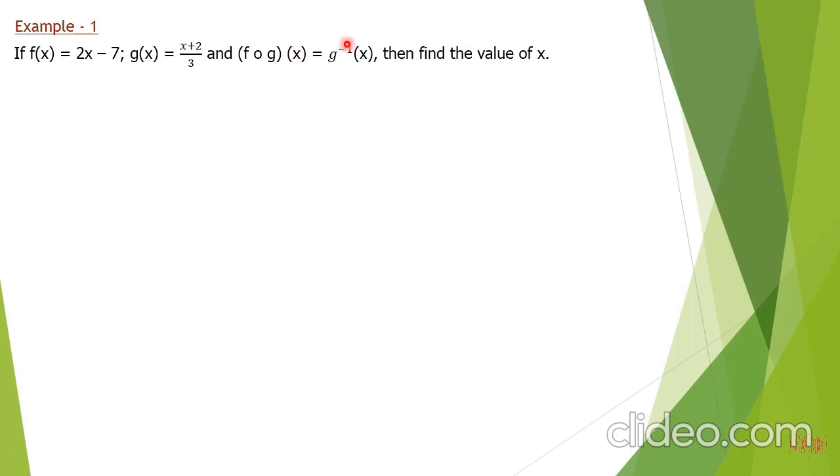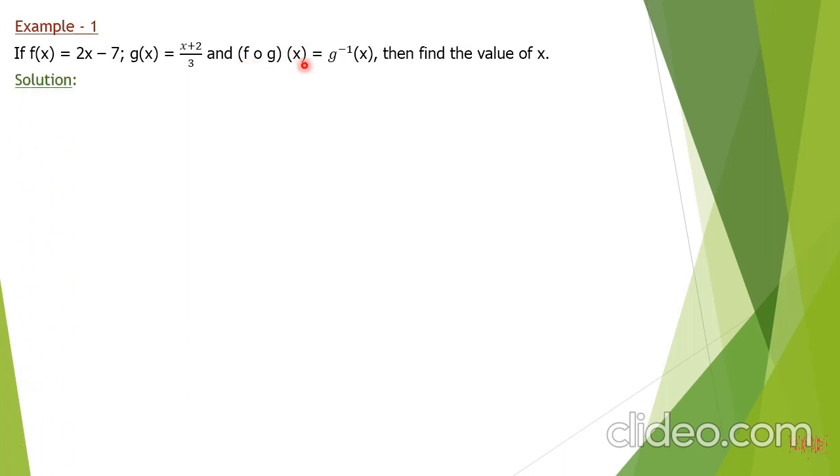Whenever you see an inverse, the first thing you have to do is just find the inverse. Then you can do the composite, or just see the given part of the question. Here this is the given part of the question, and you can find the inverse first, or you can do the composite first, and then apply the given condition. You can easily find the value of x.